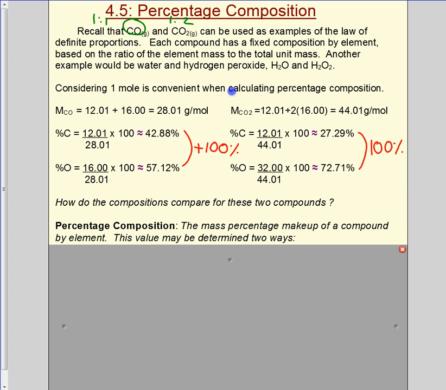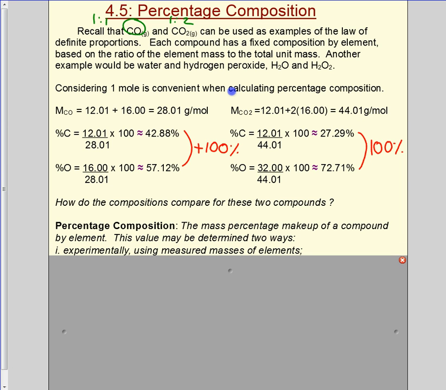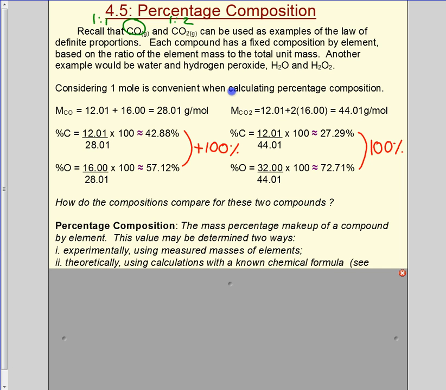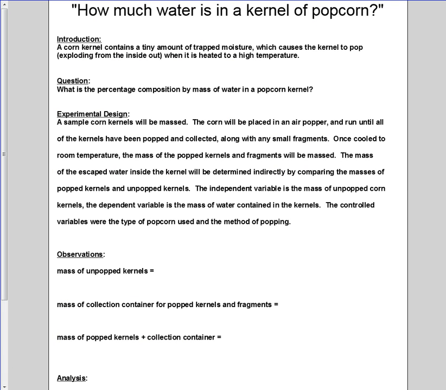So percentage composition as a definition here is just the mass percentage makeup of a compound by its elements. It can be determined 2 ways. Experimentally, we can determine it using measured masses in the lab if we have the elements' masses known. Theoretically, which is what we just did, we can determine it using calculations from a known chemical formula. So that's really important. We'll go through another example here using water and hydrogen peroxide.